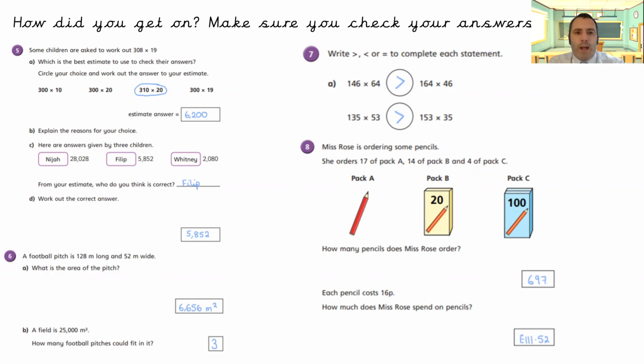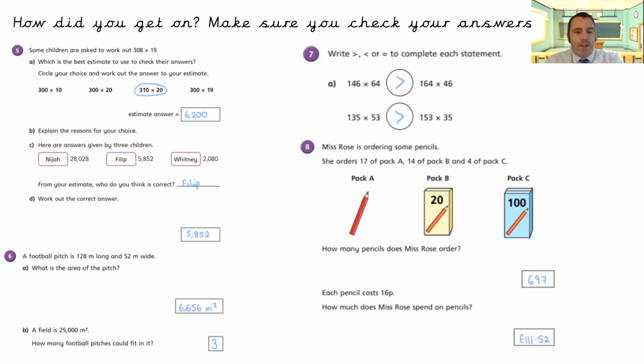So the answers that were given, Nihar came up with 28,028. Philip came up with 5,852. And Whitney came up with 2,080. From your estimate, who do you think was correct? Which number is nearest to our estimate answer? Well, for me, it was Philip. And when you work out the correct answer, it is 5,852.